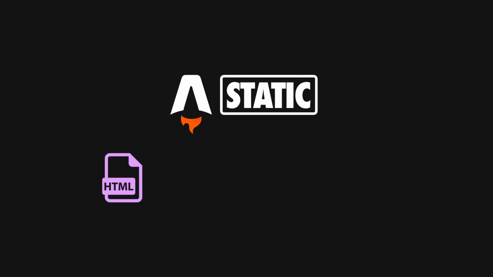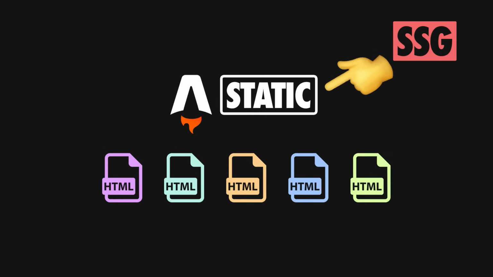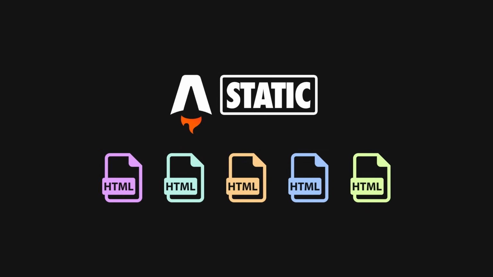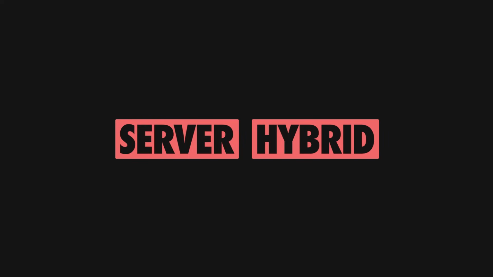The static option results in a static site that can be deployed to any static host. This is also known as SSG and is the default mode in Astro. We'll start with the default configuration and then move to a server or hybrid approach to employ Astro's SSR in the second part of the video.